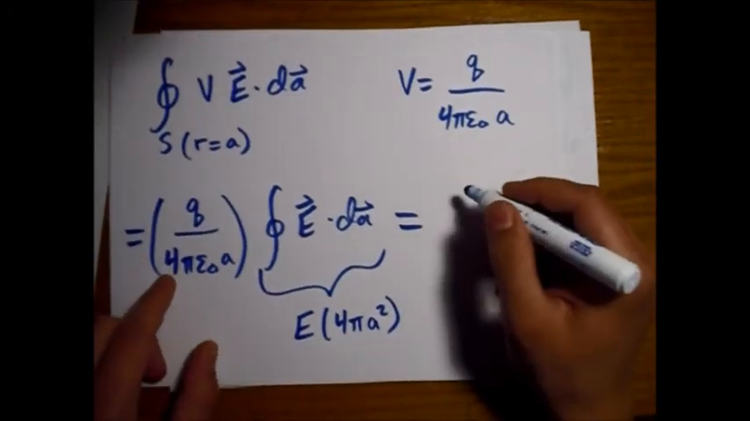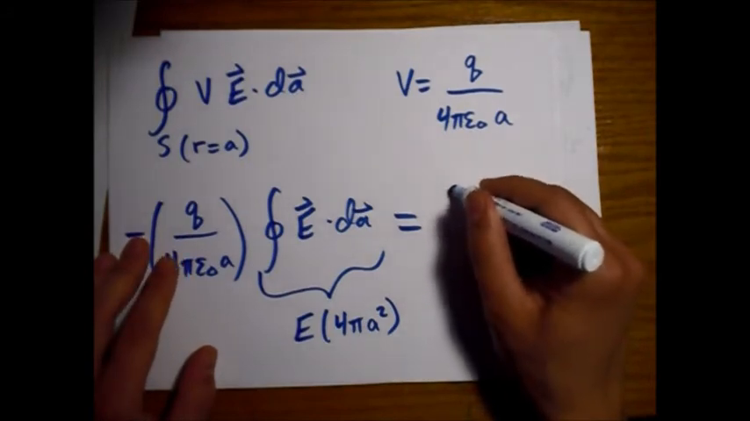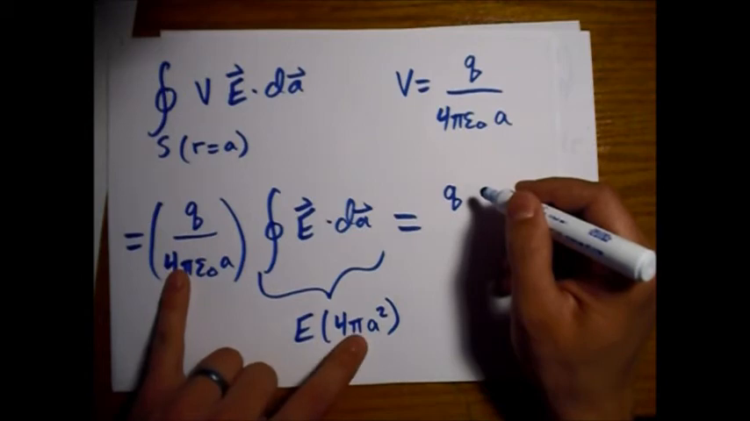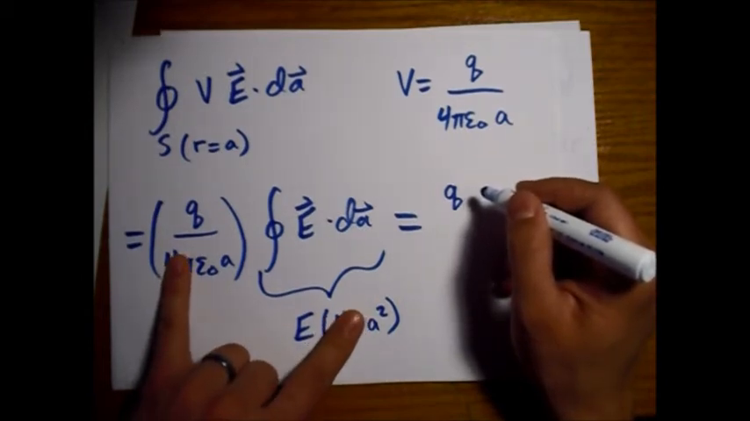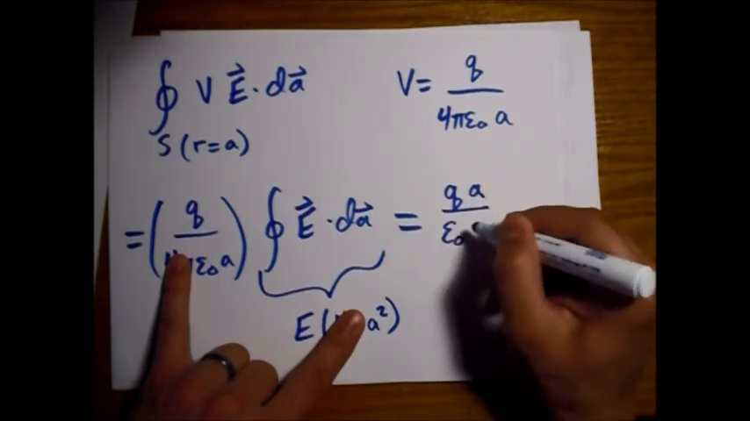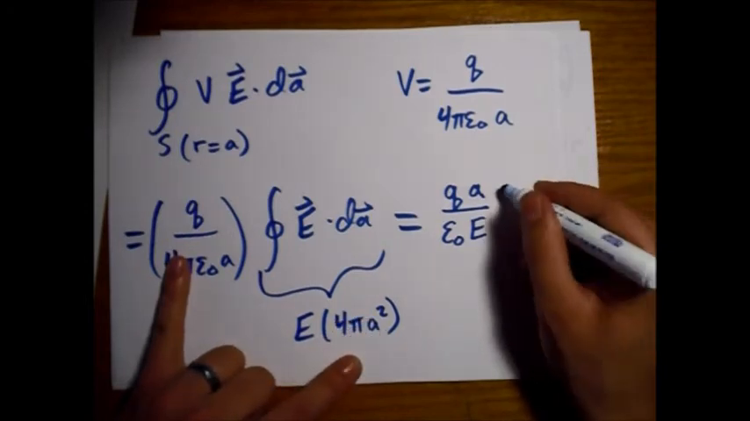So we can divide out the 4 pi and one of the A's. We have a Q. There's one A on top, there's an epsilon naught, and there's an E on top.